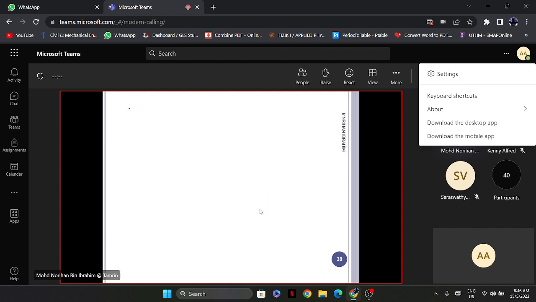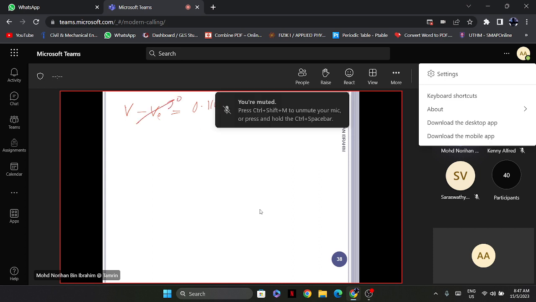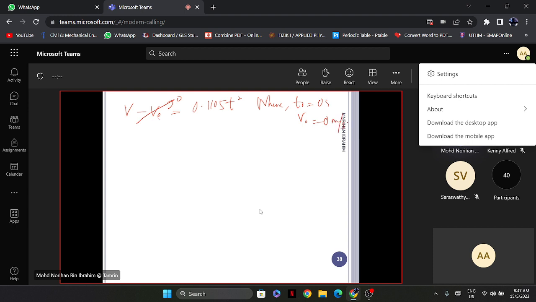So if we simplify this, V minus V naught is equal to 0.1105 t to the 2, where t naught is equal to 0 second. So V naught is equal to 0 meter per second, because it starts from rest, and therefore we can get the equation of V is equal to 0.1105 t to the 2.